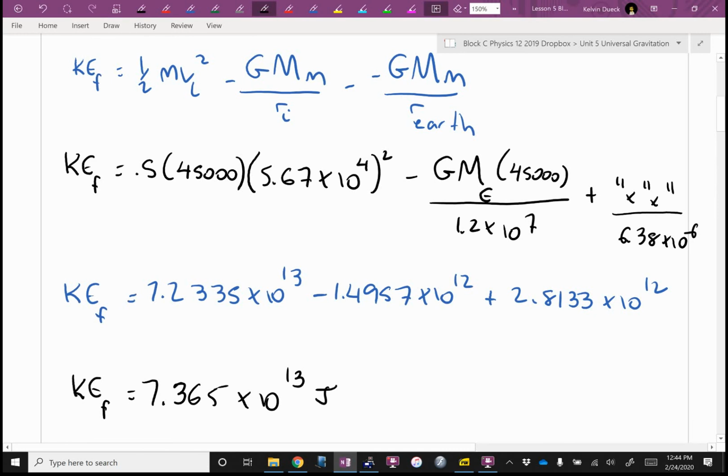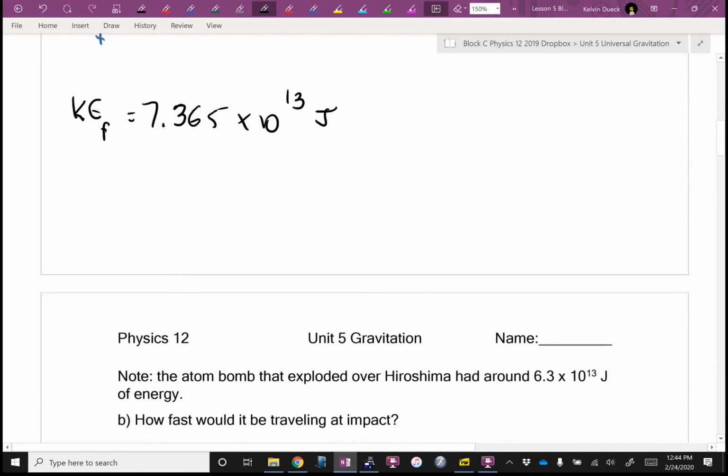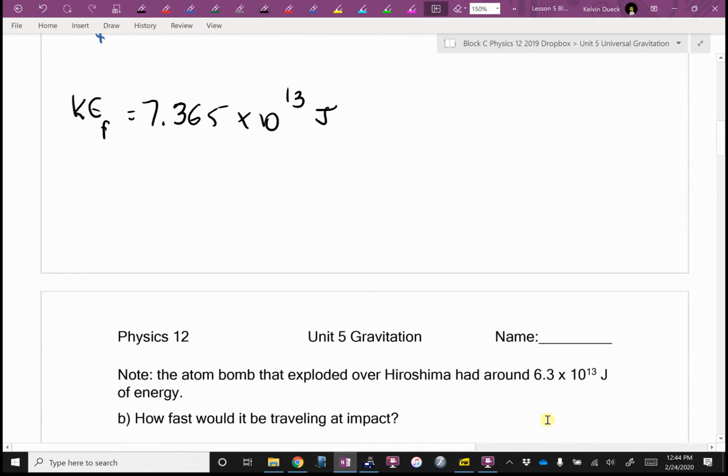Is that big? Tough for me to say because I don't have a context. Well, I do. On the next page, I wrote an atom bomb that exploded over Hiroshima was around 6.3 times 10 to the 13th. So this is slightly larger than a small atomic bomb. Would this do damage? Yeah.